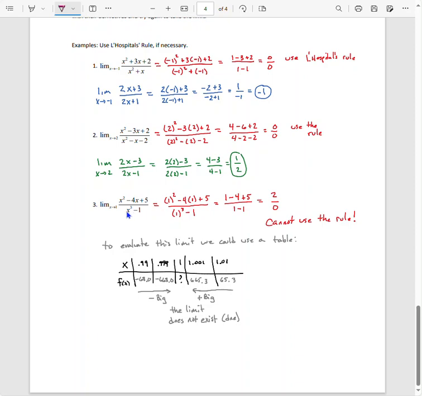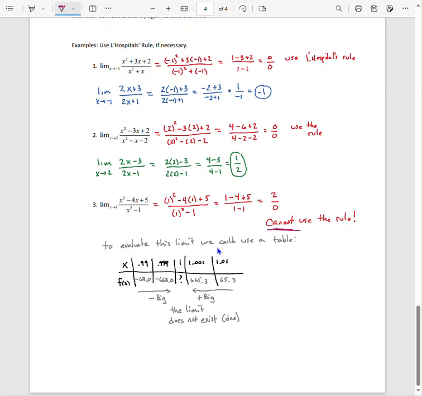The limit as x approaches 1 of x squared minus 4x plus 5 over x cubed minus 1. When I substitute and put 1 in, I'll get 1 squared minus 4 times 1 plus 5 over 1 cubed minus 1. Well, 1 squared is 1. 4 times 1 is 4. So 1 minus 4 is a -3. -3 plus 5 is 2. 1 minus 1 in the denominator is 0. We cannot use L'Hopital's rule. You could take the derivatives, you could take the limits afterwards, but that's not guaranteed to give you the correct answer. Because this is not an indeterminate form, I cannot use the rule.